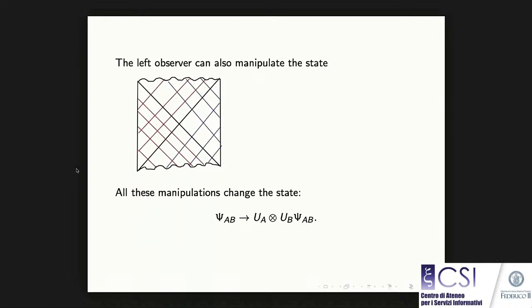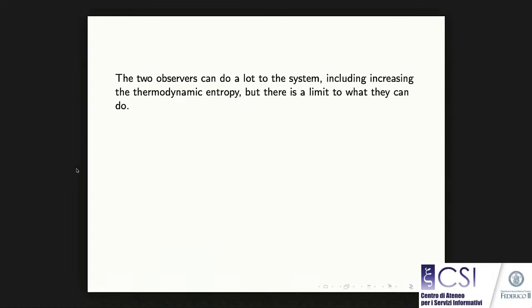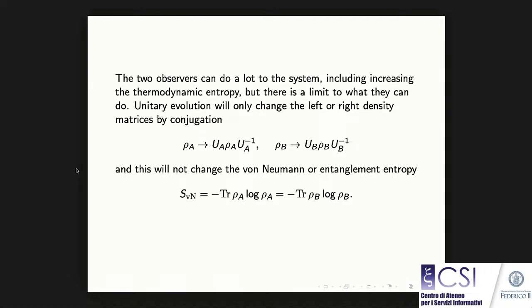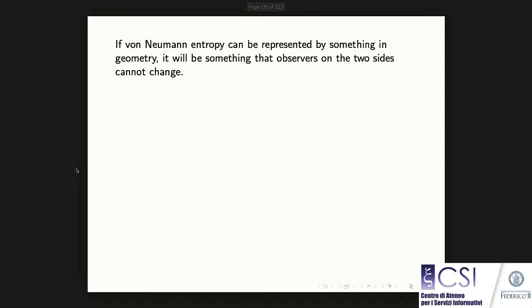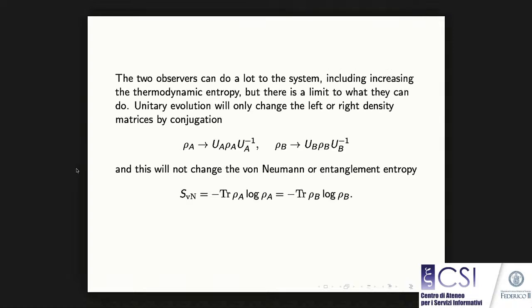But it's not true that you can change everything. What can't you change? Well, there's a limit to what you can change. Unitary evolution will only change the left or right density matrices by conjugation. So it won't change the von Neumann or entanglement entropy. The von Neumann entropy of the two density matrices doesn't change. And more generally, the eigenvalues of the density matrices don't change. So in ordinary quantum mechanics, what can't be changed by the two observers separately is precisely the eigenvalues of the density matrices. They can change everything else.